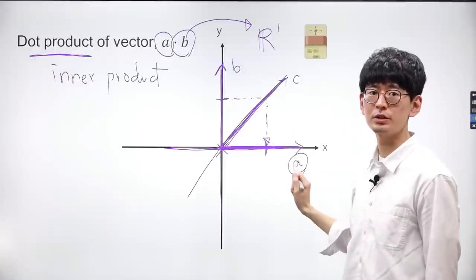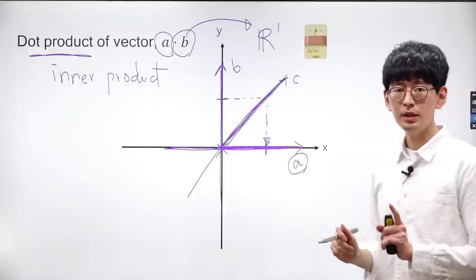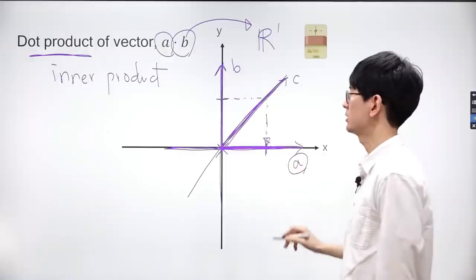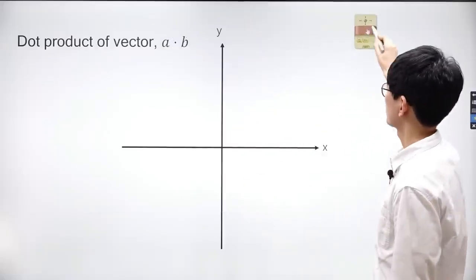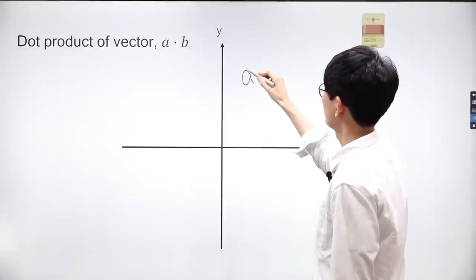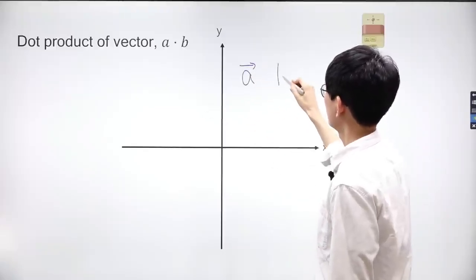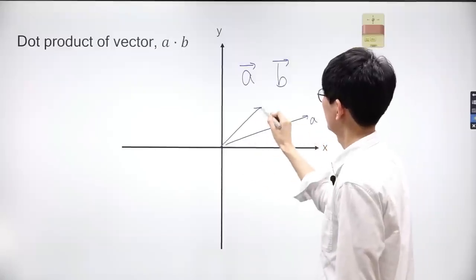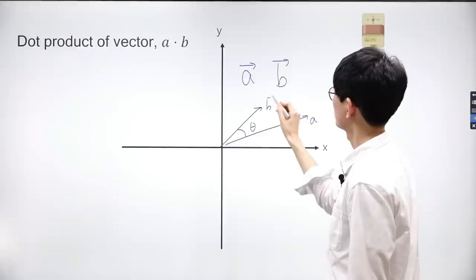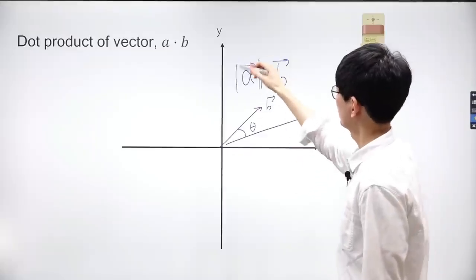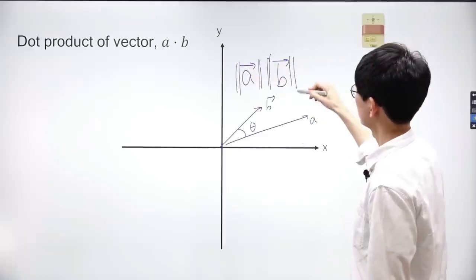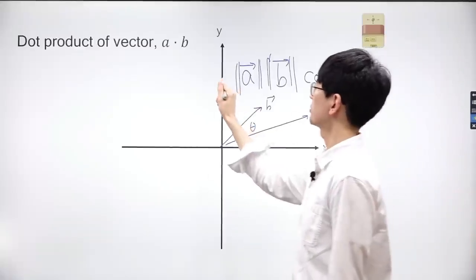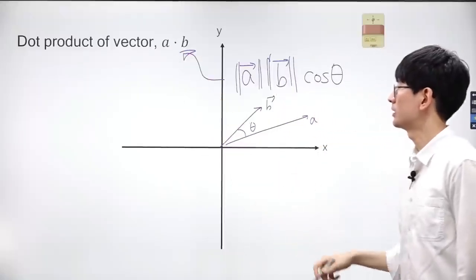When they cannot observe each other's movements through a shadow, the dot product of the two vectors is 0. When they can perfectly observe each other's movement, it's the product of the length of the vectors. Let's define the dot product mathematically. Consider two vectors A and B, with an angle theta between them. The dot product of vectors A and B is obtained by multiplying the length of both vectors and the cosine of theta. This formula allows us to calculate the dot product of two vectors.